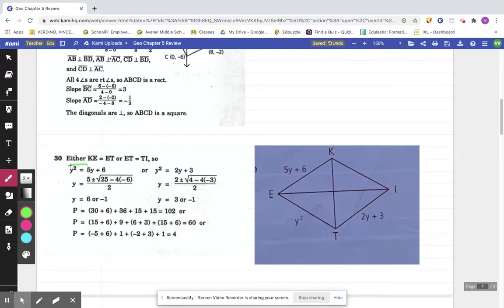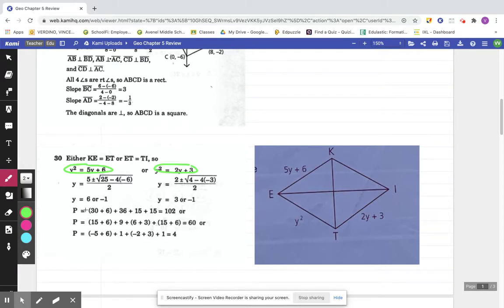You want to set these up as equations. You want to use the quadratic formula. All right, so when you plug in your values, the A, B, and C, to get your quadratic formula, y can either give you 6 or -1. Okay, 3 or -1.